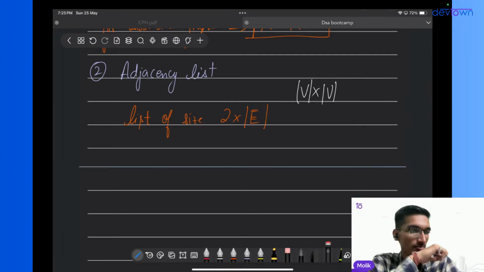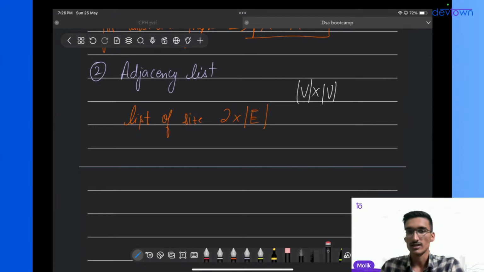Yes, Aryaman, I will share them. I will tell you the resources at the end of the session. First, let's focus on what's going on, right? I'm trying to give you an intuition why we are trying to make an adjacency list.